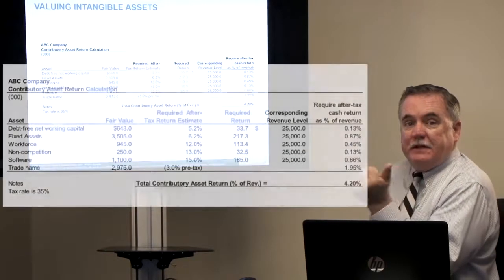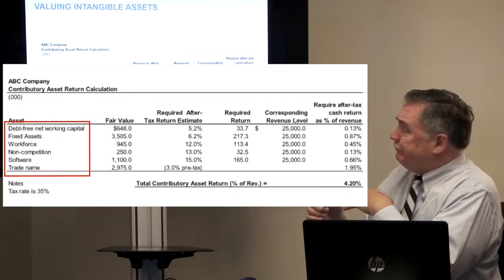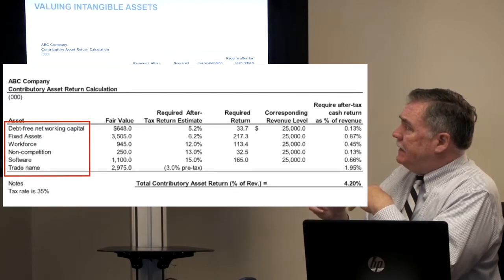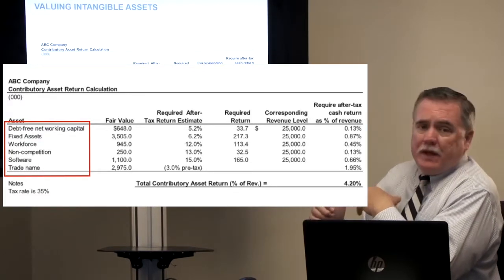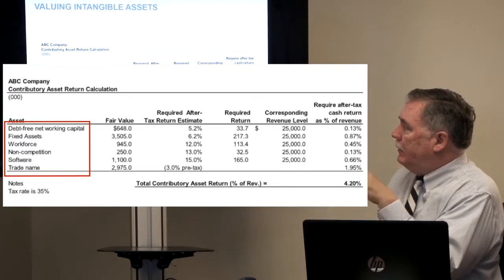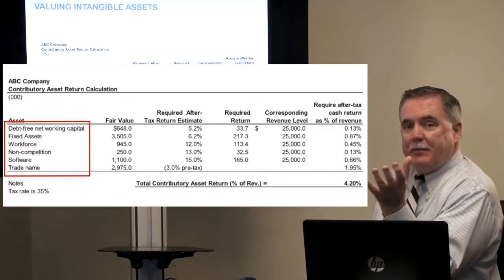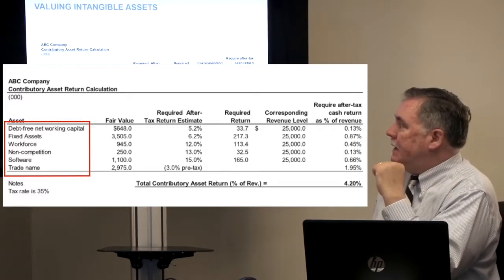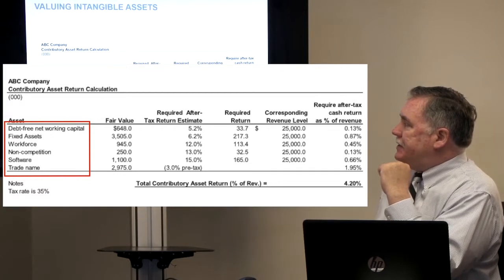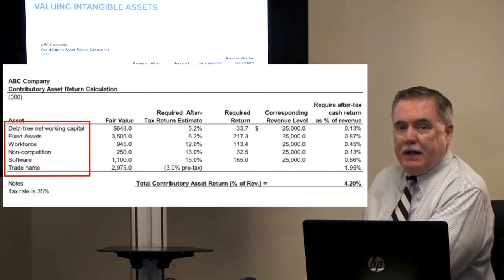So ABC Company has the following assets. It has debt-free net working capital. It has fixed assets. It has an assembled workforce. We haven't talked about that, but that will ultimately be part of goodwill. It's not separately identified and valued. It has a non-competition agreement. It has software that has value, and it has a trade name.